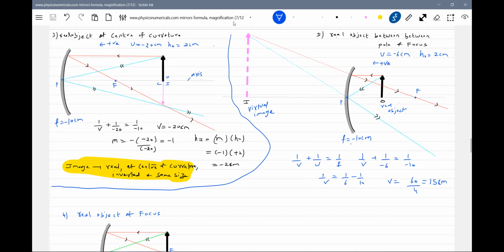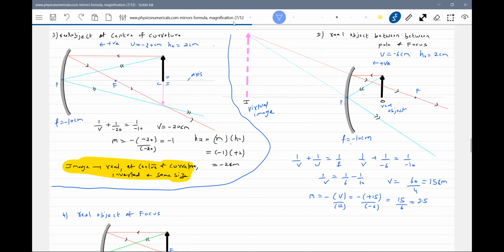Okay, I'll write that down. Let me find out the magnification. I'll conclude that point. Magnification equals V by U, plus 15 by minus 6. 15 by 6, 12, 2.5. Magnification is plus 2.5. 15 by 6, it is there. So it will be 12, 6, 2, 3. Yeah, 2.5 it will come. Then the height of the image.